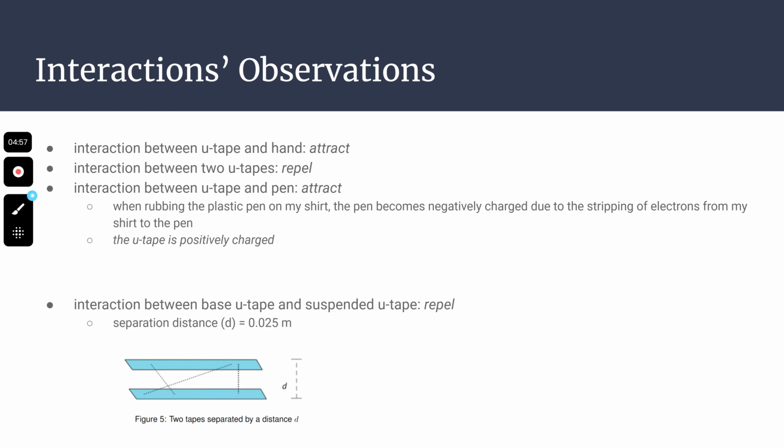Interactions and observations. The U-tape and my hand attracted. The two U-tapes repelled, being that they have the same charge. The U-tape and the pen did attract each other. To create this charged pen, you rub the plastic pen. I rubbed it on my shirt, it became negatively charged, and therefore the U-tape is positively charged. Going back to what we just saw on the previous slide, when we make the floating one, they repelled, as we saw above. They both repel, and there was a separation distance of 0.025.